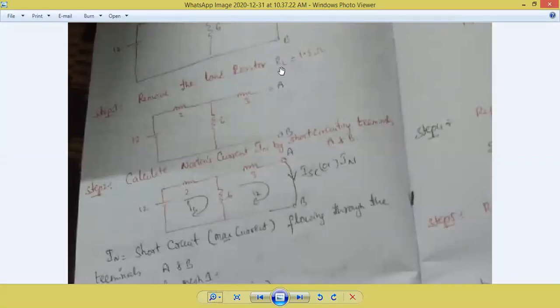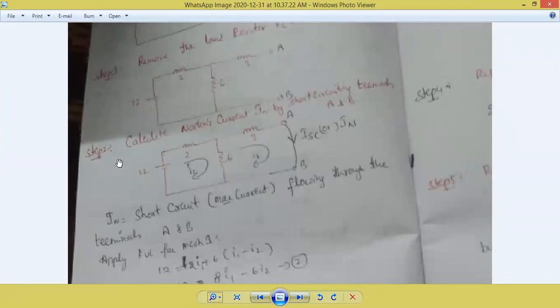Okay, we have removed the load resistor. And next, step two. Calculate Norton's current. Okay, what is that Norton's current? How to calculate? By short circuiting the terminals A and B. Terminal means end points. Another name for Norton's current is short circuit current. So calculate Norton's current by short circuiting the terminals A and B.